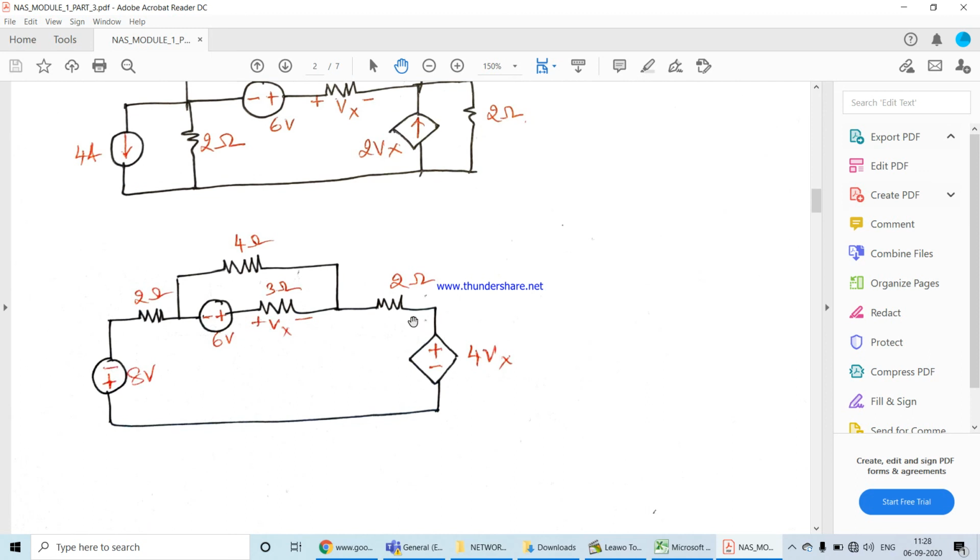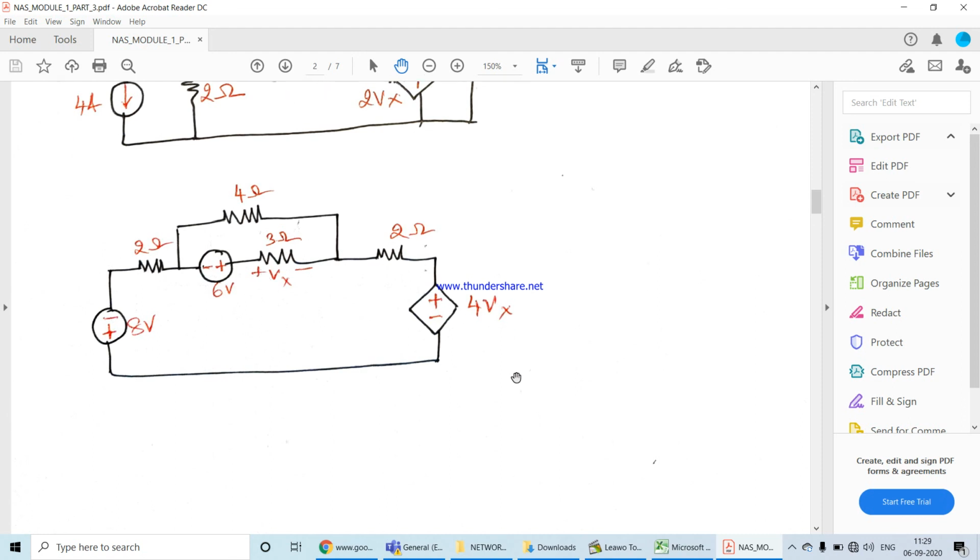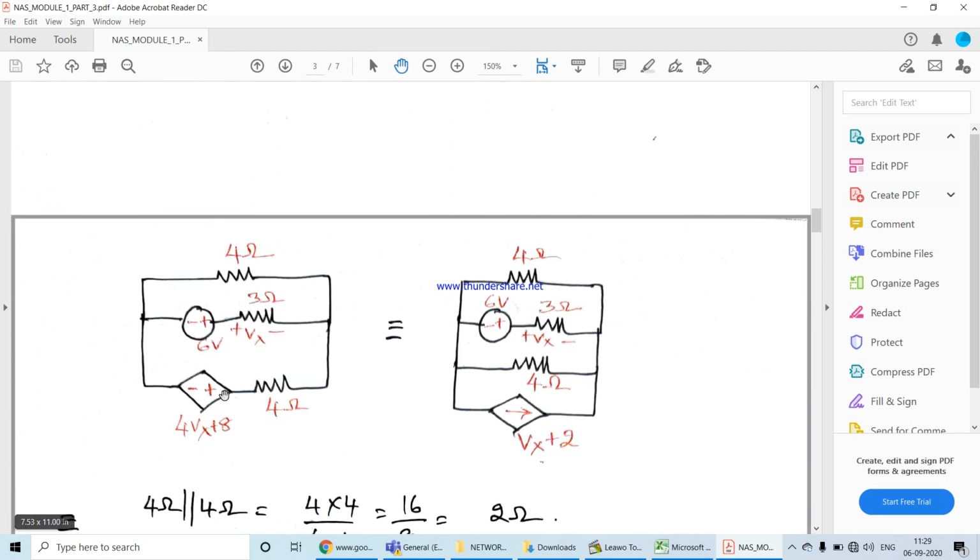We converted both of them into series, and then we found that these are in parallel. Meanwhile, these two are in series, and these two voltage sources are in series, where we can add up. So we got this branch, and finally we saw all three are in parallel, and then this series network we converted into a parallel current source in parallel with resistance.